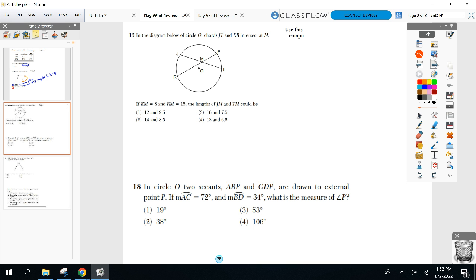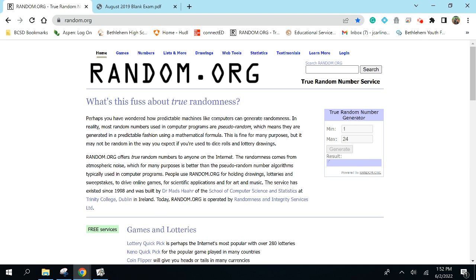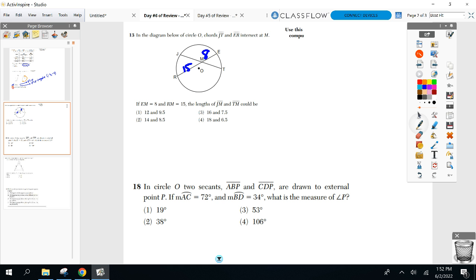Circle fact. When two chords intersect, EM is 8, RM is 15. What could have been the possible lengths of JM and TM? You just got to know the fact. When two chords intersect, there's something I always know about their lengths. 24, get to that one, Mahmood. 3, good job. When they intersect, the products of their segments are equal: 15 times 8 equals JM times MT. So I just had to figure out which multiple choice multiplied to 15 times 8. Great job, Mahmood.